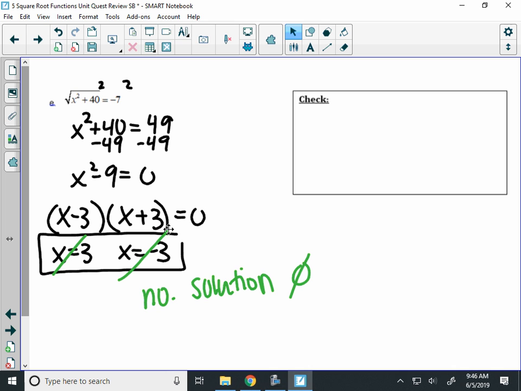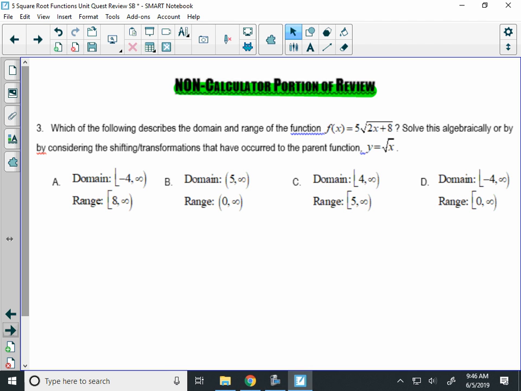All right, that's the calculator portion. You can only use your calculator on that part of the test. Then you'll get another sheet that's no calculator allowed. We'll start here with a domain problem. It says which of the following for number 3 is the domain and range of the function 5 times the square root of 2x plus 8.